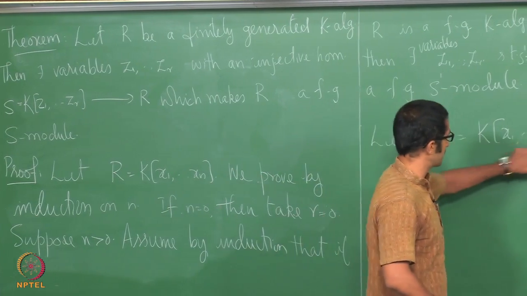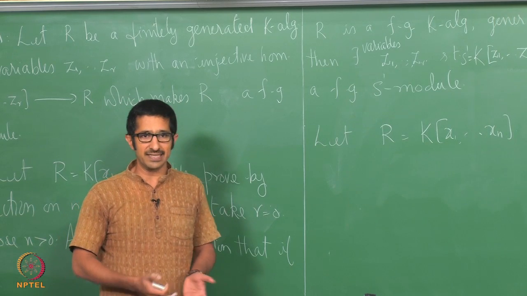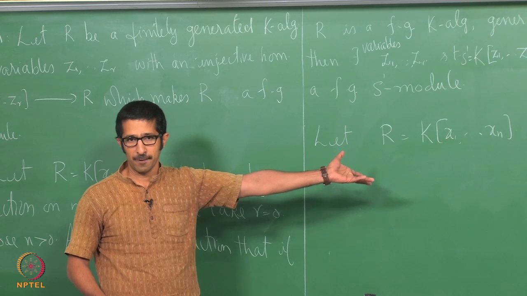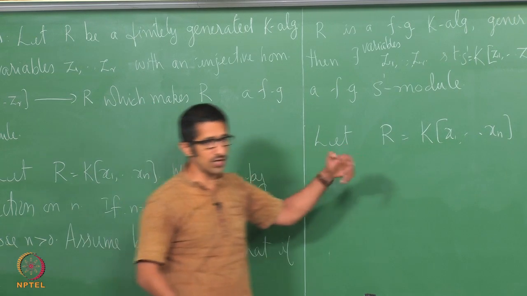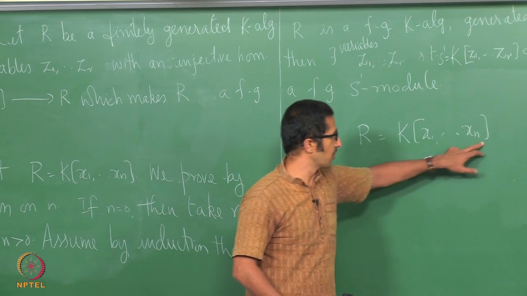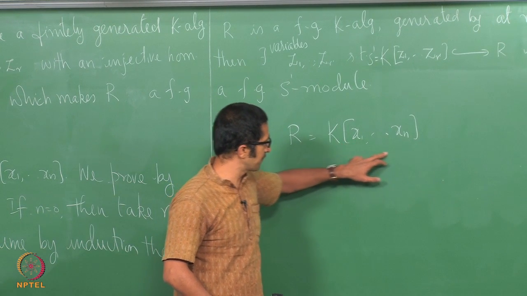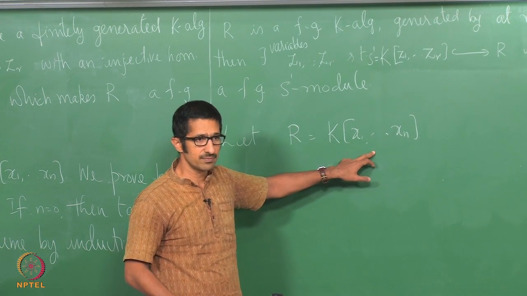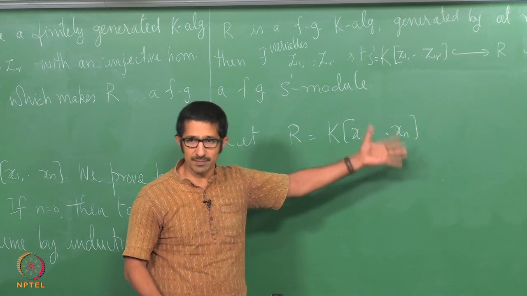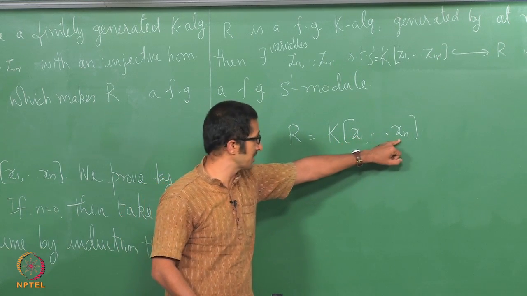See, if all these x 1 up to x n are algebraically independent, then we can take n to be R itself. That is, there is no polynomial f such that f of x 1 up to x n is 0. They themselves are variables. If x 1 up to x n are all variables, then we do not really have to worry, we can just take n to be R itself.